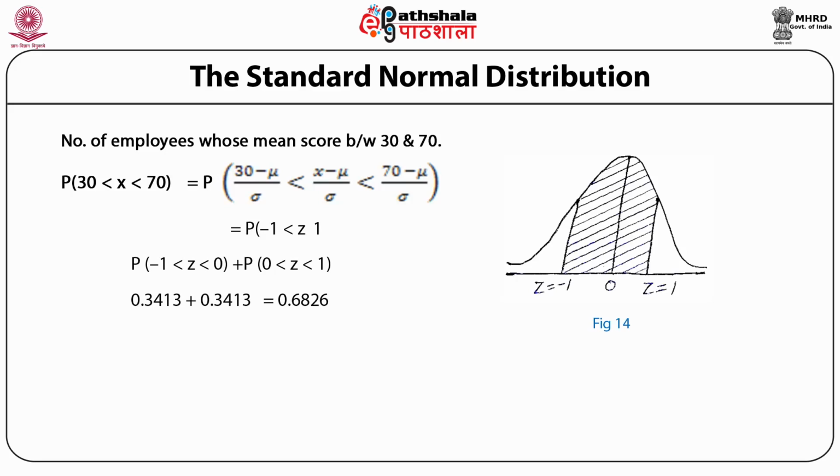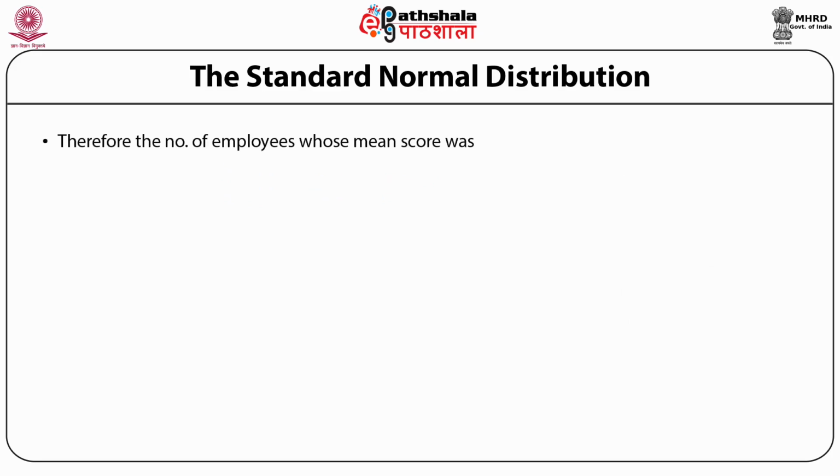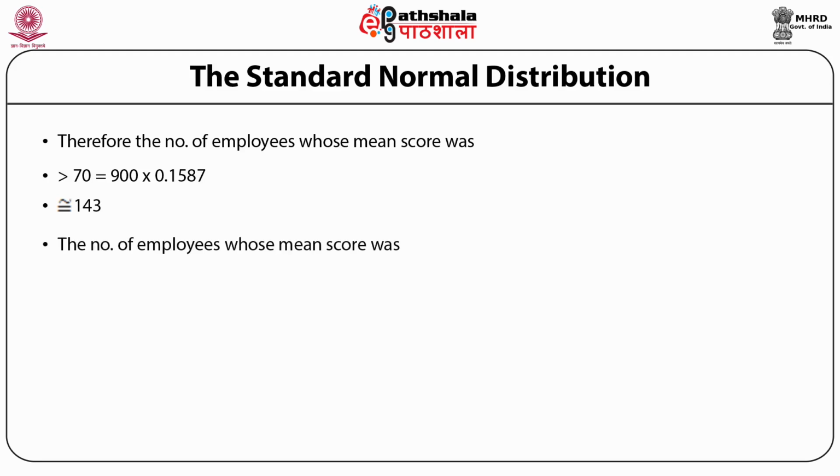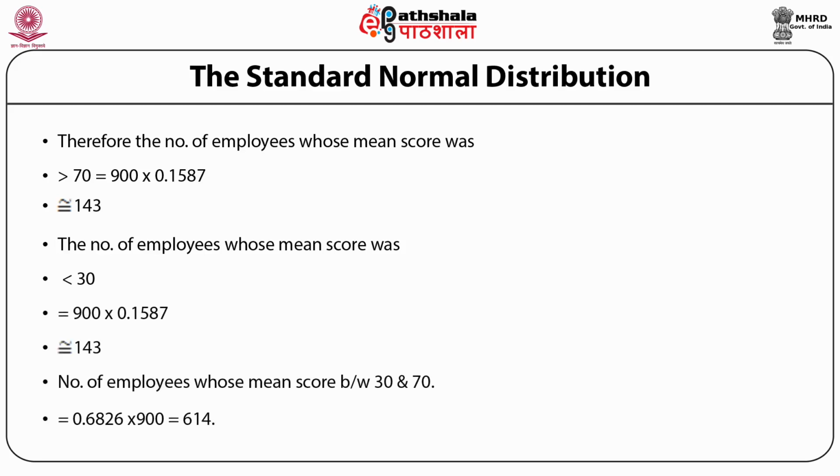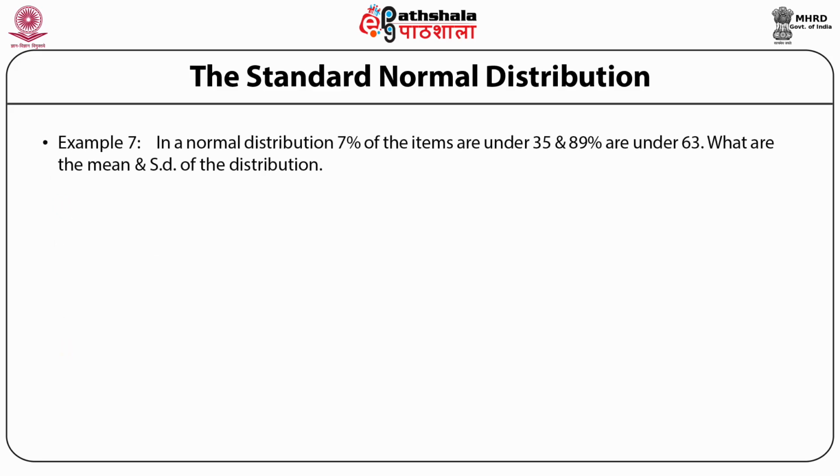For the number of employees whose score was greater than 70, we take the corresponding probability and multiply by 900, then the number will come. Similarly, for the number of employees whose score was less than 30, again we take the corresponding probability and multiply by 900, and so on. Next example, in a normal distribution 7% of the items are under 35.